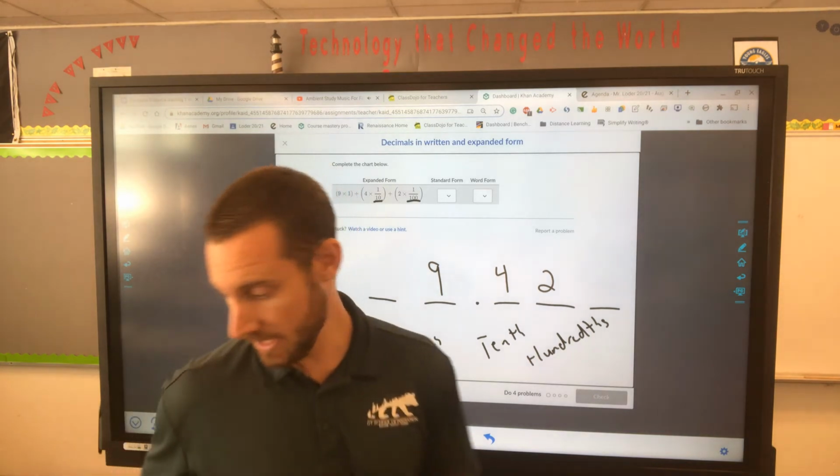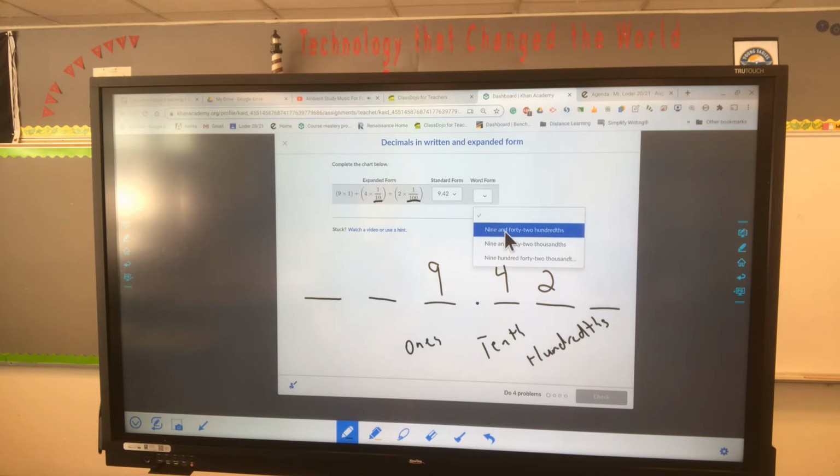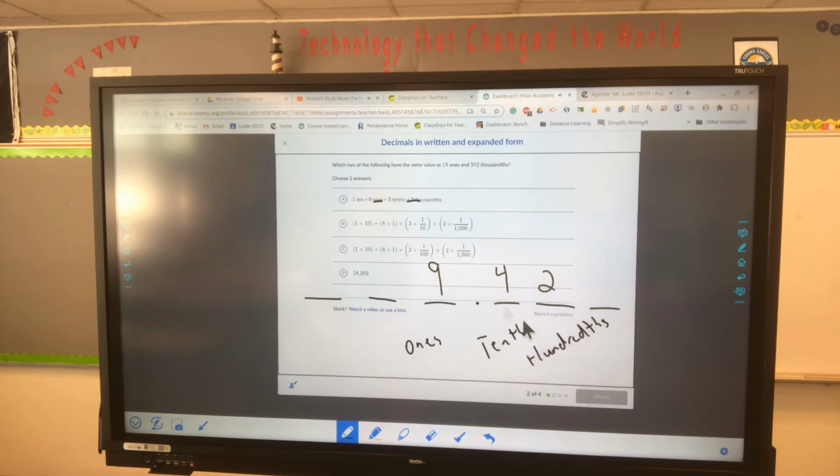Okay, so let's see what they got. Let's click on the scroll down menu and see if we can find 9 and 42 hundredths. 9 and 42 hundredths right there. And in word form, we're looking for 9 and 42 hundredths. Let's see how we did. All right, let's do one more together.